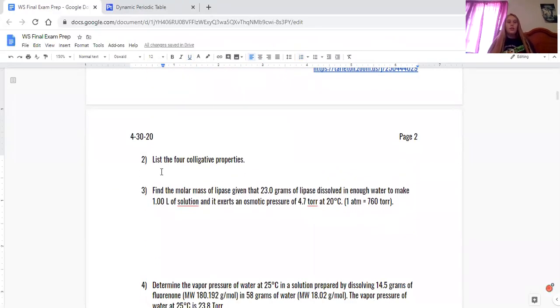List 4 colligative properties. And that's going to be our osmotic pressure, vapor pressure lowering, freezing point depression, and boiling point elevation.